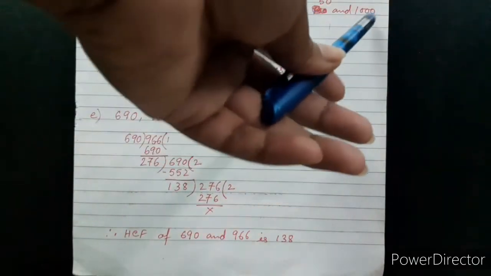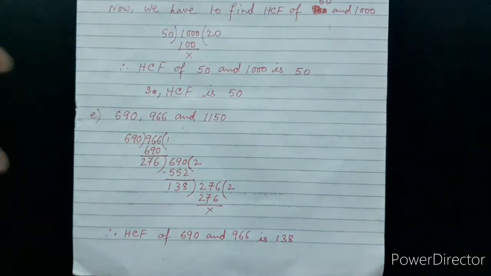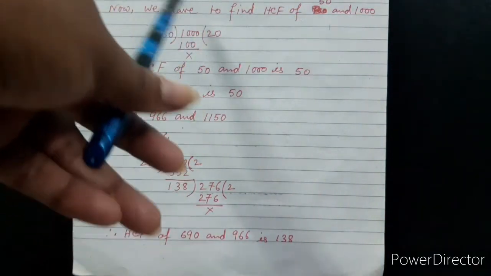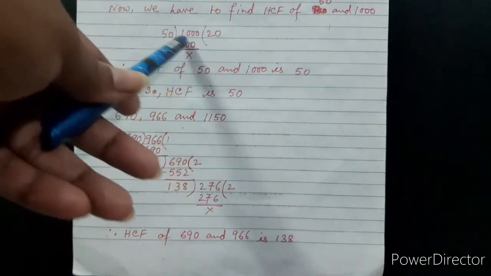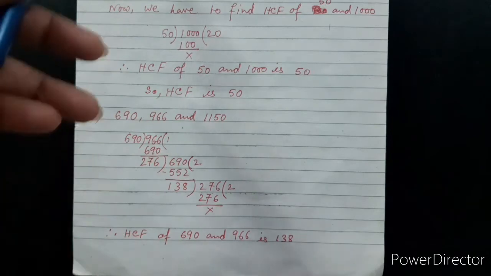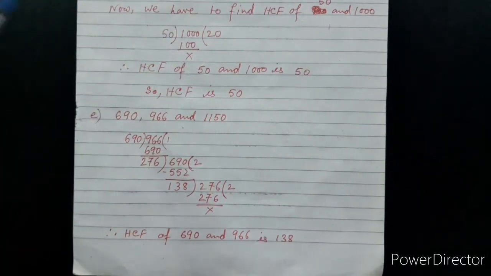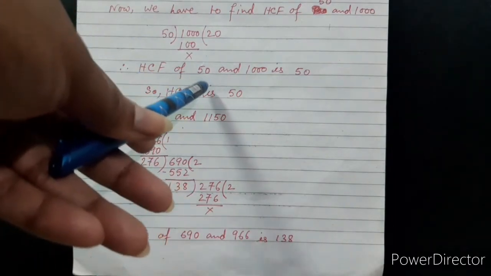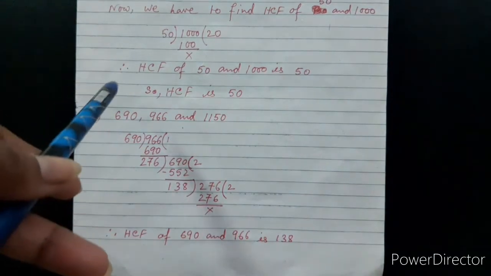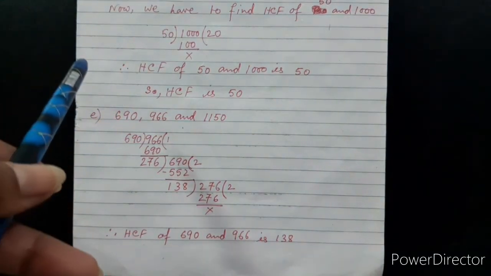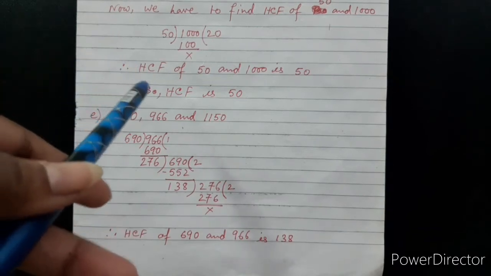If we compare these two numbers, 50 and 1000, 50 is less than 1000. So, we divide 1000 by 50. 50 20s are 1000. Here we get 0 as remainder. So, the final divisor is 50. Therefore, the HCF of 50 and 1000 is 50. So, the HCF of three numbers 650, 900 and 1000 is 50.